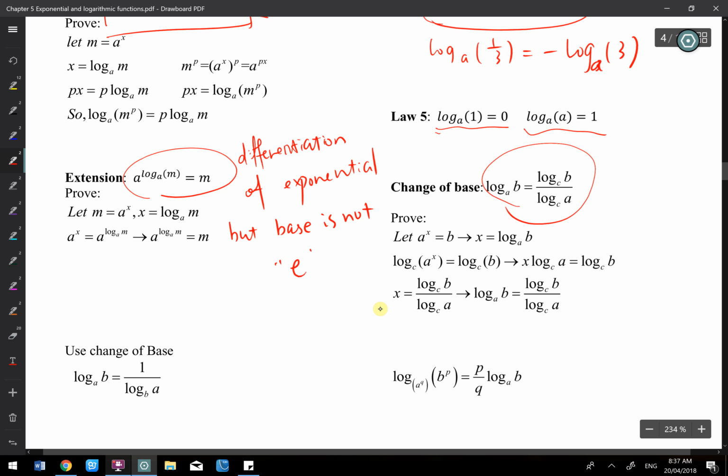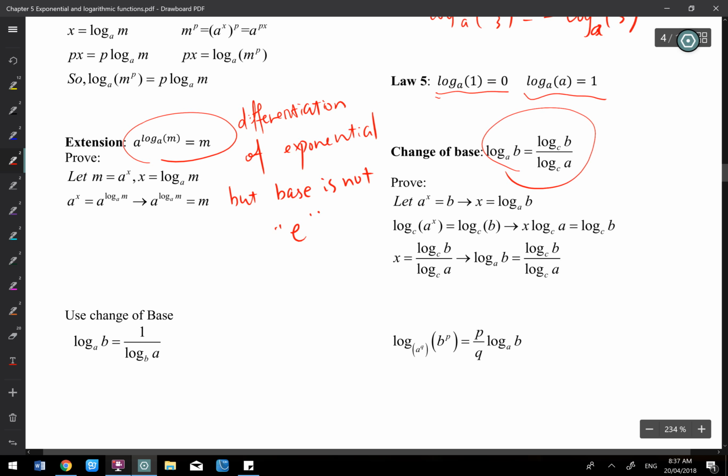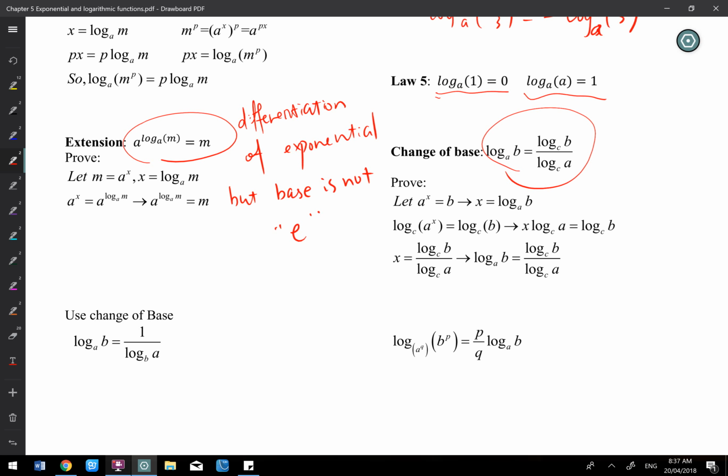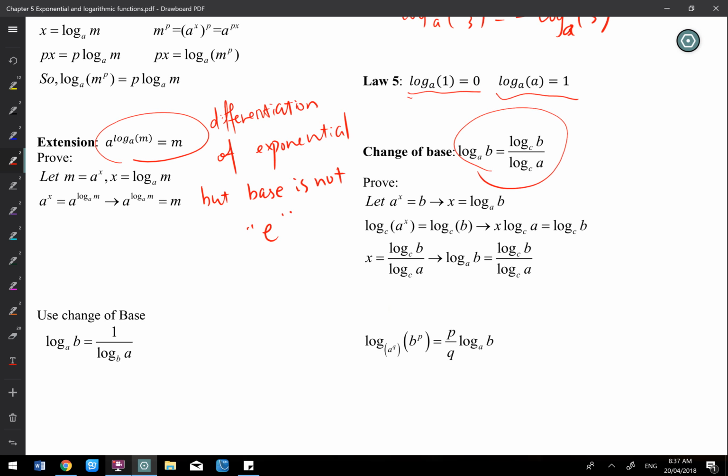I hope you can still remember that. When we deal with 2 to the power of x, we're trying to derive that. We need to change it to base e first. So the 2 will become e to the log e 2, and then we differentiate that. That extension is to help us to do differentiation when the exponential base is not e. That's the extension.